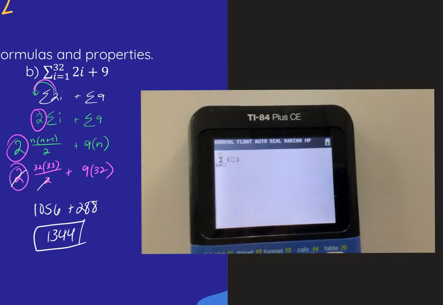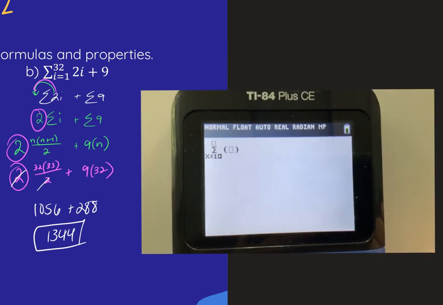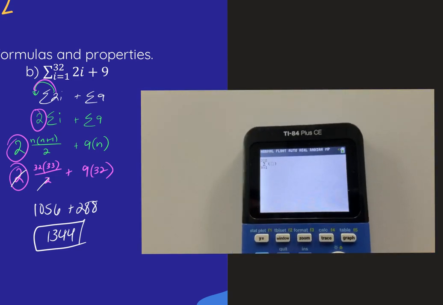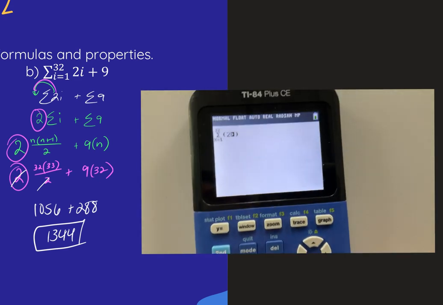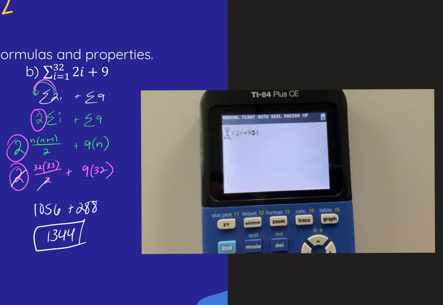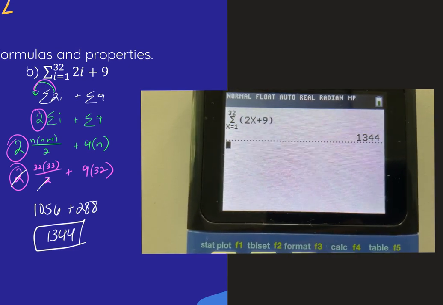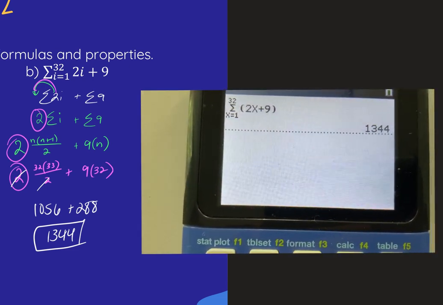Yeah. And then x equals 1. Again, it doesn't matter because it's just a variable. x or i is same difference. Then 32 at top. And then next to it, 2x plus 9, enter. Literally type it. So if it was squared, I would do i squared, whatever it is.